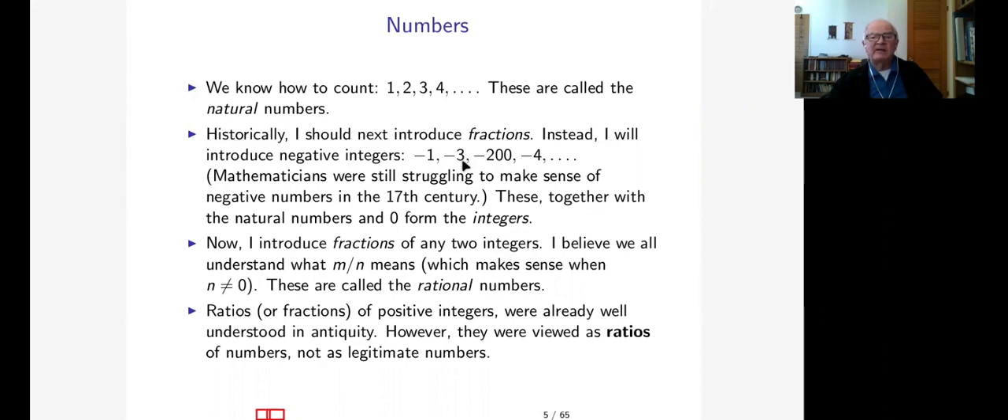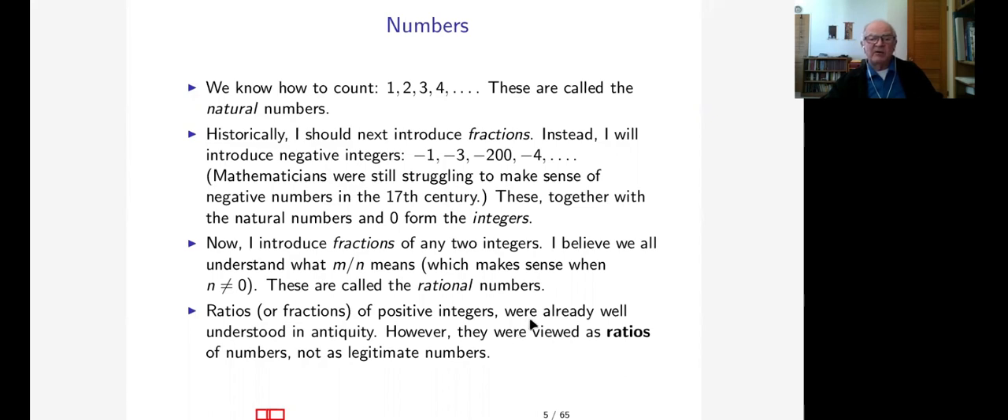So these negative integers, together with the natural numbers, and with zero, form what we call integers, integer numbers. Now it's logical to introduce fractions. A fraction is something of the sort m over n. We also read it as m divided by n. And this makes sense anytime n is not zero. So we are talking of fractions. And these, we also call them ratios.